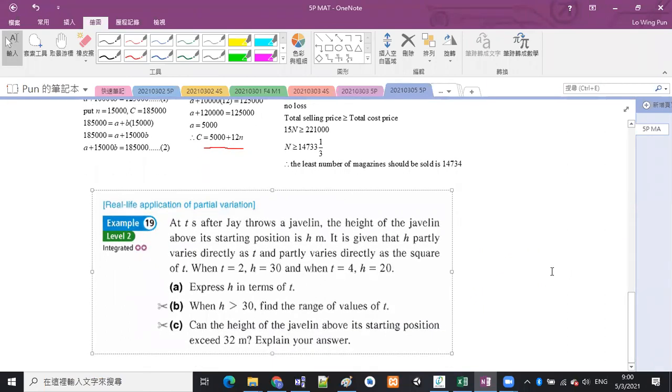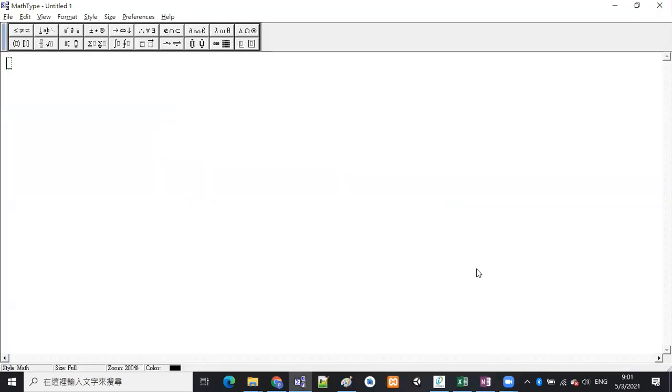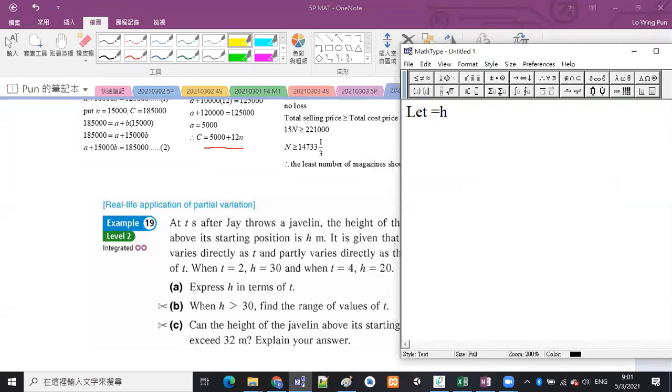So at t second after J throws a javelin, the height of the javelin above its starting position is h meter. 我哋有 t 有 h，跟住佢哋嘅關係點樣？It is given that h partly varies directly as t, and partly varies directly as the square of t. Okay, so can you see the keywords partly? The first part. So this is given that h partly varies, which means that h should be the subject. So we have let h be the sum of two parts.